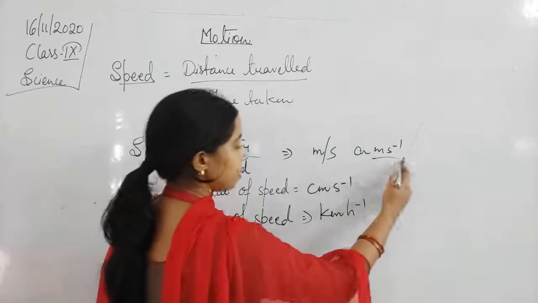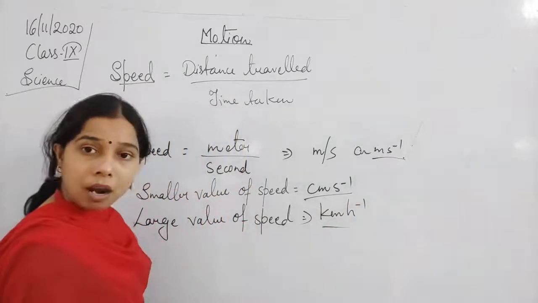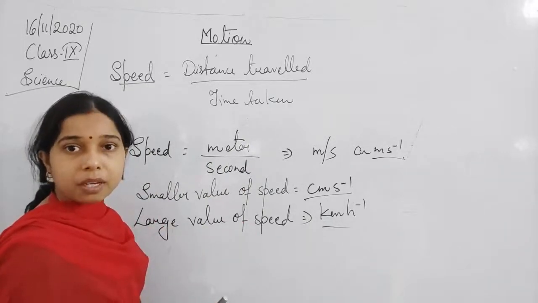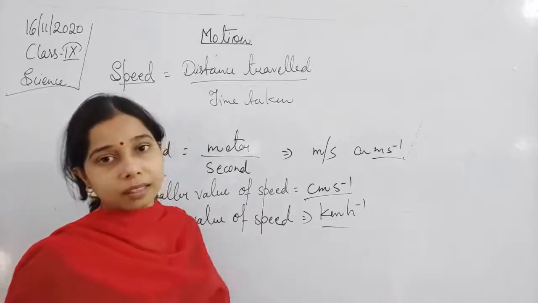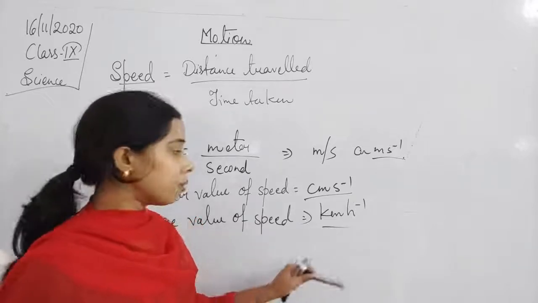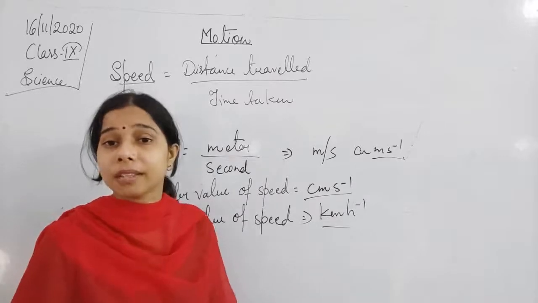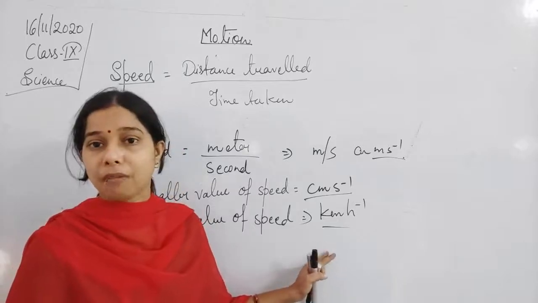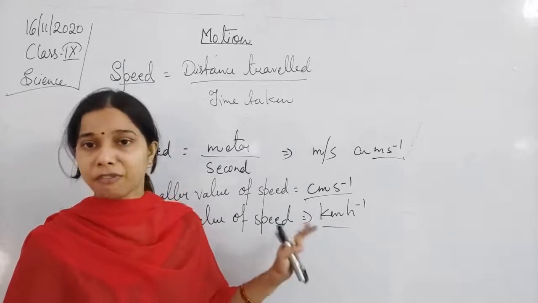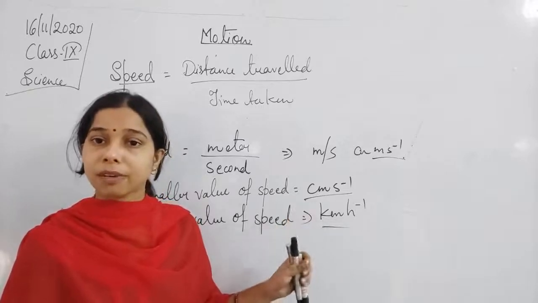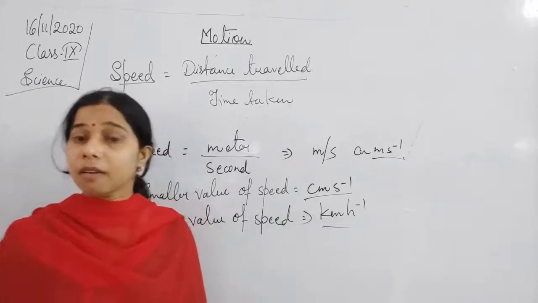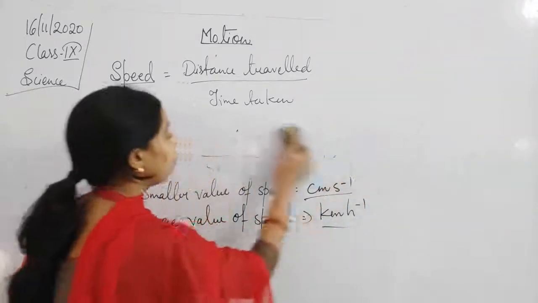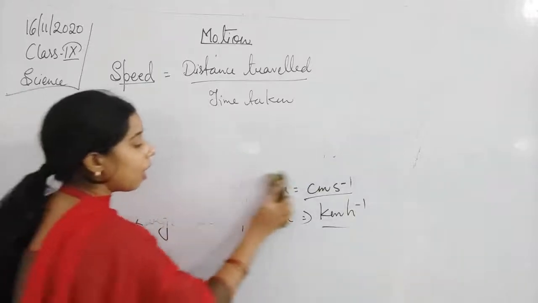So either it is meter per second or centimeter per second or kilometer per hour. Smaller value is there, another one is for the large quantity. If it travels a large distance, to simplify, students, we use kilometer per hour. But if the question asks you to find it in meter per second, you have to convert the kilometer per hour into meter per second. You will multiply that value by 5 by 18, and you will get the value. So this is about the speed, the formula of the speed and the SI unit of the speed.